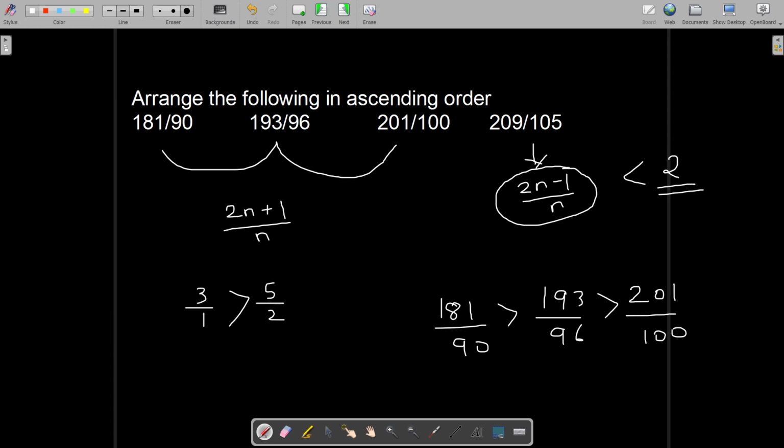Now all these are greater than 209 by 105. The last one is less than 2. All others are greater than 2. Moving on to the next question.